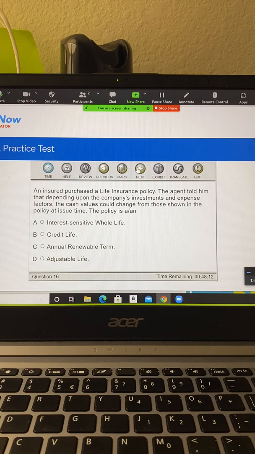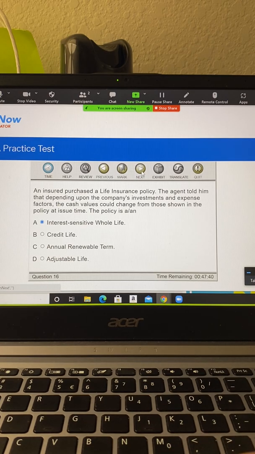An insured purchased a life insurance policy. The agent told him, depending upon the company's investments and expense factors, the cash value could change from those shown in the policy. You remember just now, like two questions back, I said one of these policies, depending on, is sensitive to the, well, I'm giving you the answer. Interest sensitive. Right. It depends on how these companies' investments perform. Your value could be more or less.